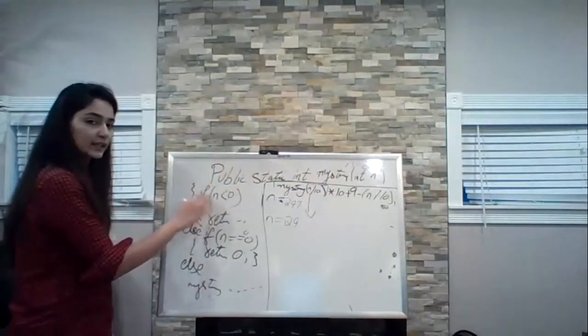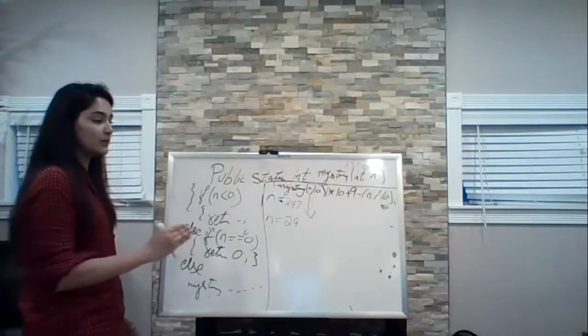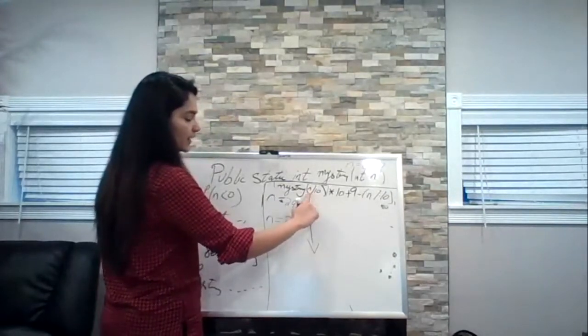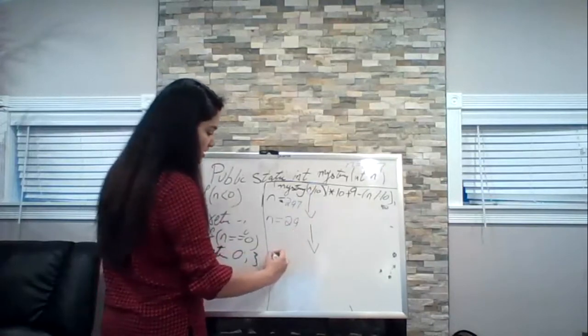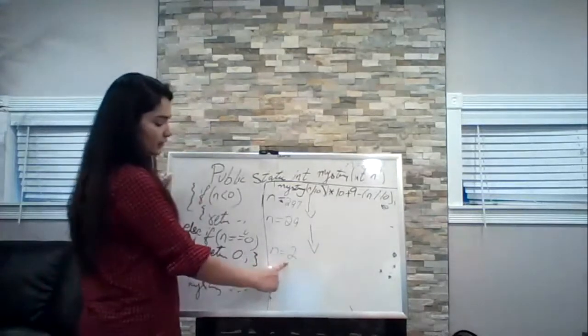Is 29 less than 0? No. Equals 0? No. Again we are in else. It means we are again in our mystery call. Drop the arrow down, and now with a new n divided by 10. N was 29. 29 divided by 10 will be 2, right? So now your n is 2.